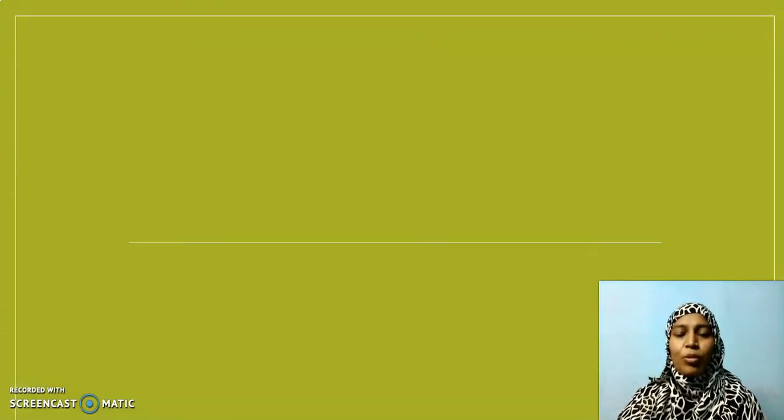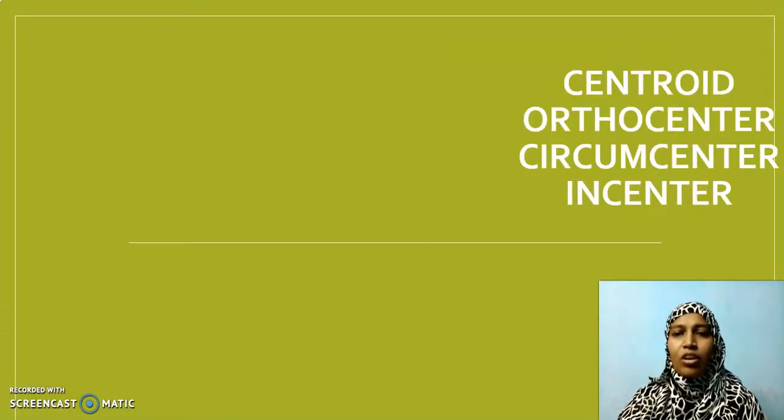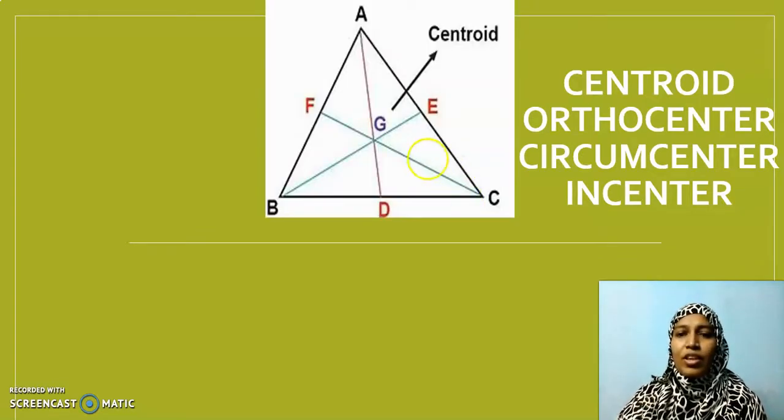Okay, some special properties about triangles. Let us recall all the properties that we have learned in the previous session. First one is centroid. Centroid is the point of intersection of all the three medians of a triangle.